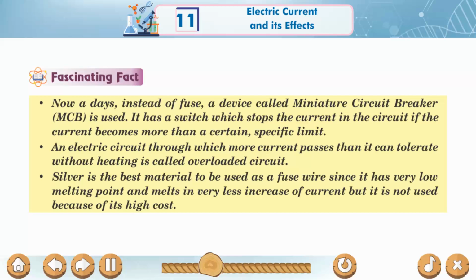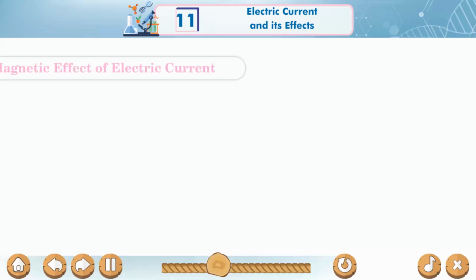It has a switch which stops the current in the circuit if the current becomes more than a certain specific limit. An electric circuit through which more current passes than it can tolerate without heating is called an overloaded circuit. Silver is the best material to be used as a fuse wire since it has a very low melting point and melts with a very small increase of current, but it is not used because of its high cost.